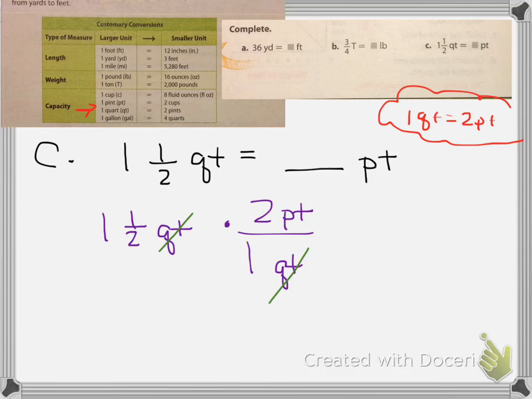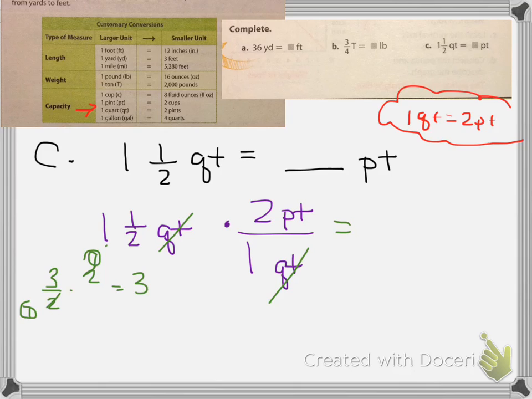And now we have the problem 1 1/2 times 2. So we could even change that into a decimal if we wanted to multiply it. We could even use it as an improper fraction, however you want to do that. So 2 times 1 is 2, plus 1 is 3, so we've got 3/2 times 2, and that actually cross-simplifies out, and you get 3.